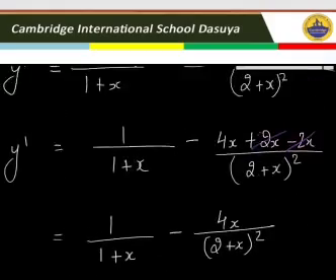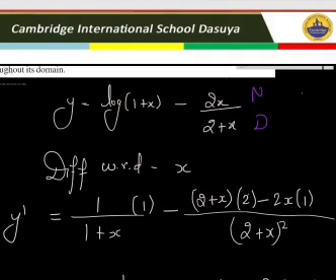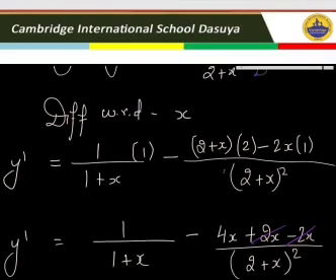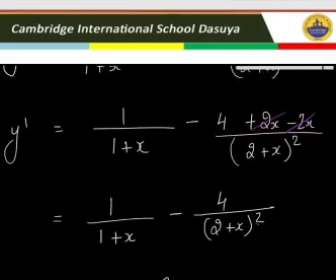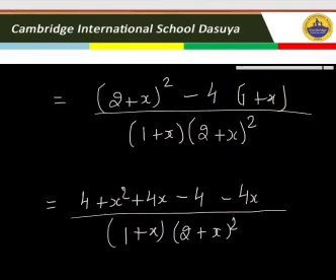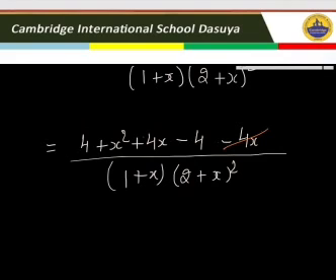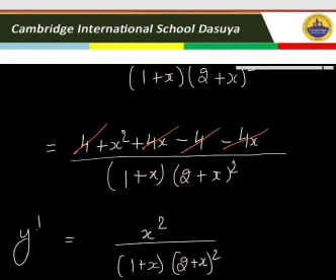Fine. Now see, this is the full working of the question. Fine. Now see once again. So here, this is the working. Now, if any confusion, you can check. So here it is. This is now 4x, I had written wrong. So I scroll it and drop it. Fine. So I take minus 4x, cancel with 4x, minus 4 cancel with 4. So I am left with x square upon (1 plus x) (2 plus x) whole square. Fine. Now this is y dash.